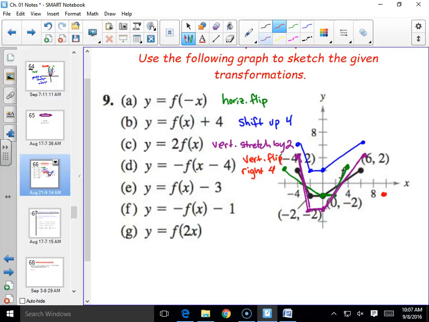Okay? I think with these graphs, the easiest way is 1 point at a time. Same thing with this one, in that 0, negative 2 becomes 0, positive 2. But 0, positive 2 is going to become 4, positive 2. Negative 2 is going to become negative 2 positive 2 and then shift 4. Negative 4 positive 2 will become negative 4 negative 2 and shift 4.